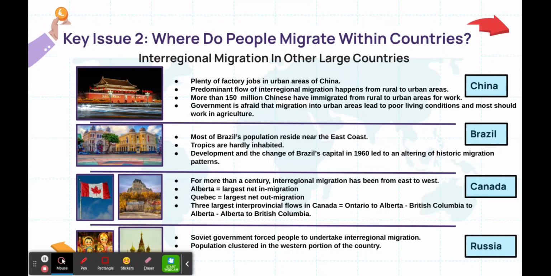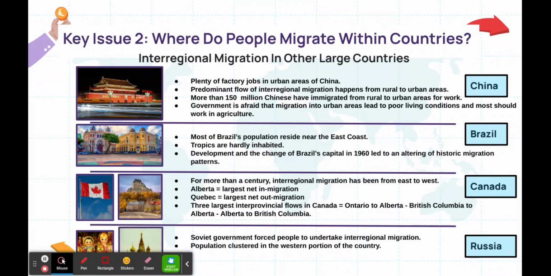Third of all is Canada, and like the United States, it has had more interregional migration from east to west for more than a century. Alberta has the largest net in migration, and Quebec has the largest net out migration. The three largest interprovincial flows in Canada are from Ontario to Alberta, from British Columbia to Alberta, and from Alberta to British Columbia.